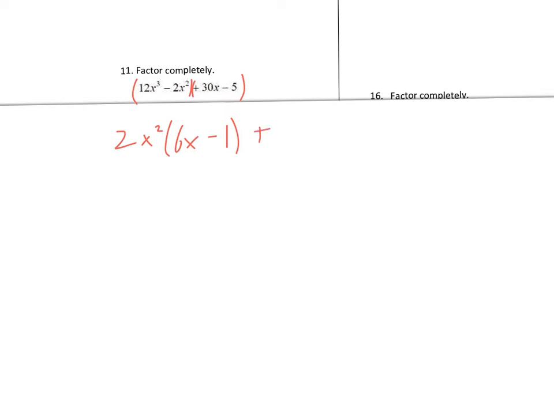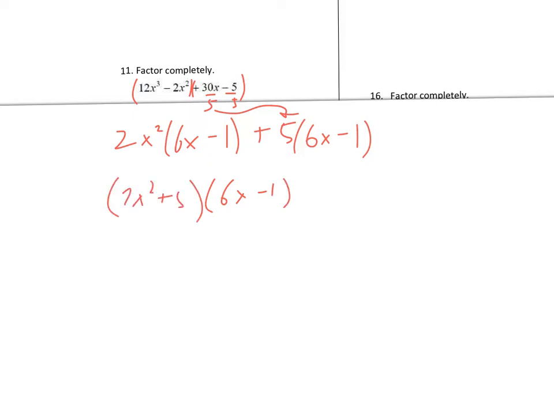The second group, I can take out a 6, and that leaves me with 6x minus 1. Oh, no, it's not. I can only take out a 5, and that'll leave me with 6x minus 1. So I'm thinking about what number these both divide by, so they both divide by 5. So I take that out front. Okay, so whenever this works, you get the same thing in both parentheses, 6x minus 1, that's one of them. And then the other parentheses is for the stuff outside, so it's 2x squared plus 5.